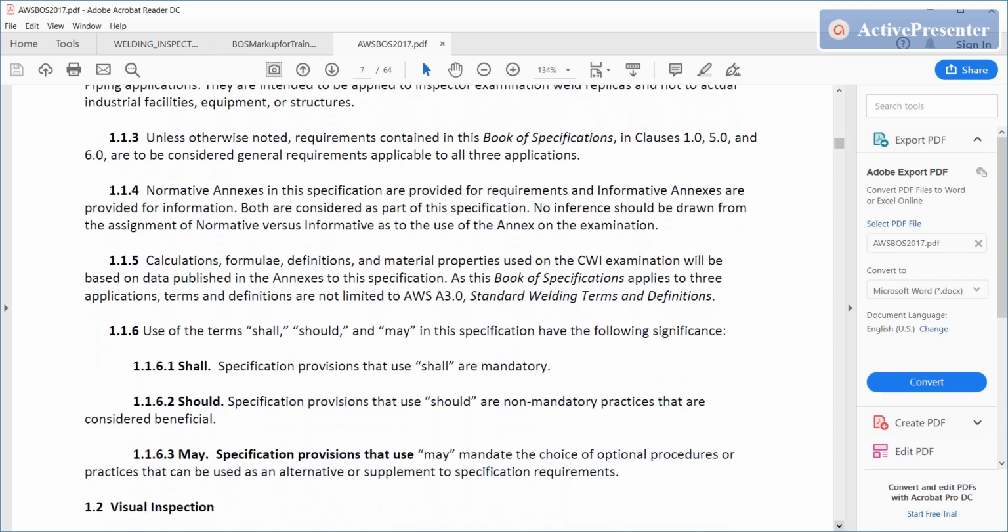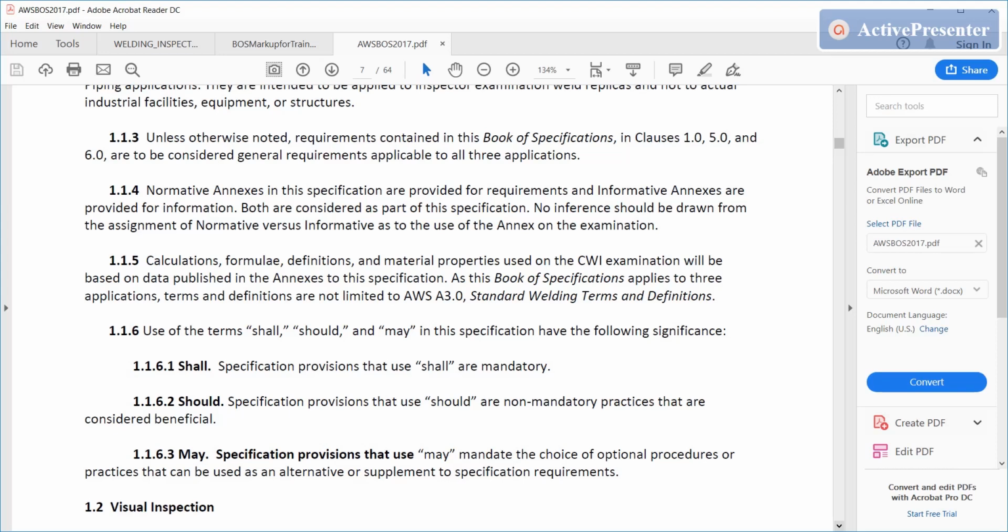115, calculations, formula definitions based on data published in the annexes to this specification. Since the book specification applies to three applications, terms and definitions are not limited to AWS A3.0, standard welding terms and definitions. So if you go back and look in Clause 3, for instance, for the pipeline, you'll notice that there's terminology used in there that is not an AWS standard welding term and definition.